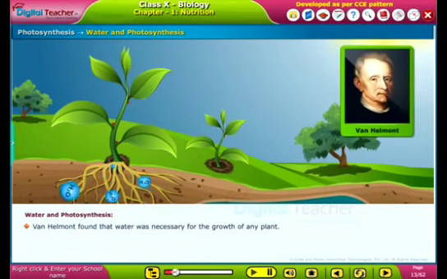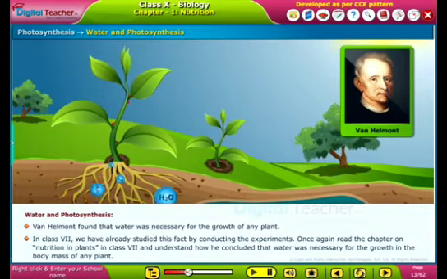Von Helmont found that water was necessary for the growth of any plant. In class 7, we have already studied this fact by conducting the experiments. Once again, read the chapter on nutrition in plants in class 7 and understand how he concluded that water was necessary for the growth in the body mass of any plant. Now, let us learn about the role of air in the process of photosynthesis.